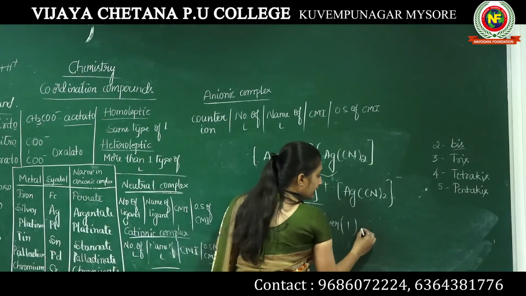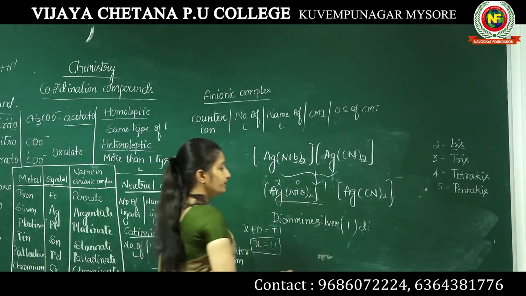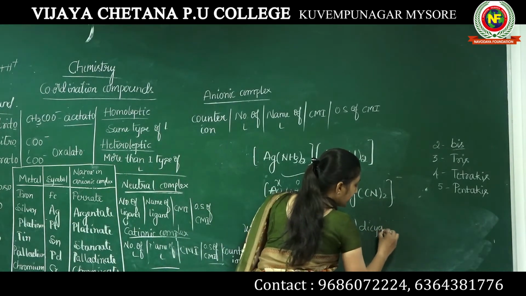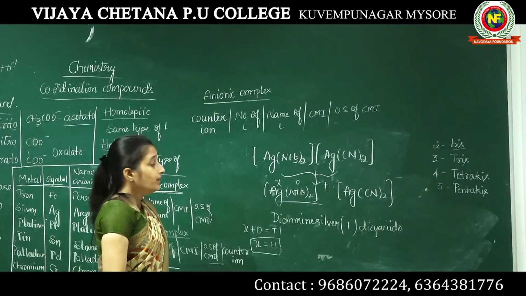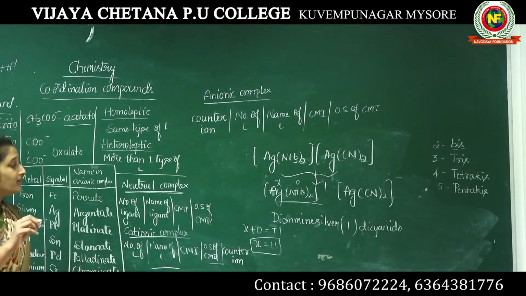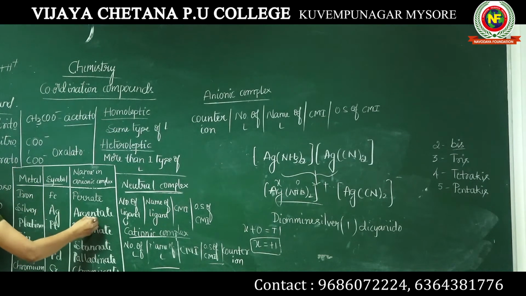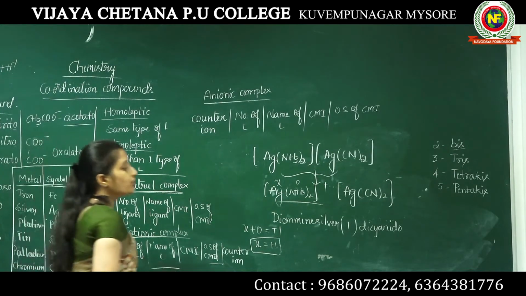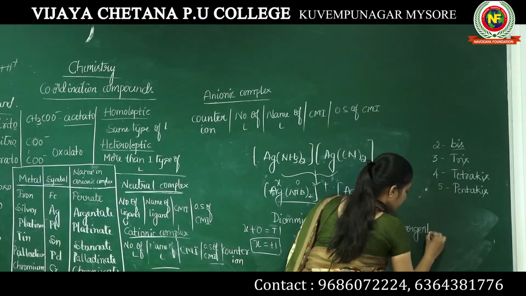Then number of ligands. How many ligands are there? Di. CN means cyanido. Dicyanido. Silver Ag. This one also Ag, but I am not supposed to write Ag. Anionic complex. What is the Ag name? Silver name. Argentate. So I am going to use argentate.